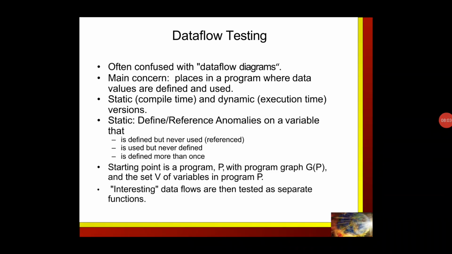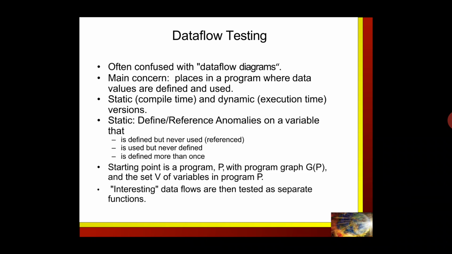So the main concern here is places in a program where data values are defined and used. So at which point are you going to define a variable? That is one point. At which point are we going to use that variable? That is another point. So these two are actually the main thing in this data flow testing. When the data are flowing from one point to another point, you need to find a place where data is actually defined, and you need to find a place where the data is actually used. Okay, these two points are very important.